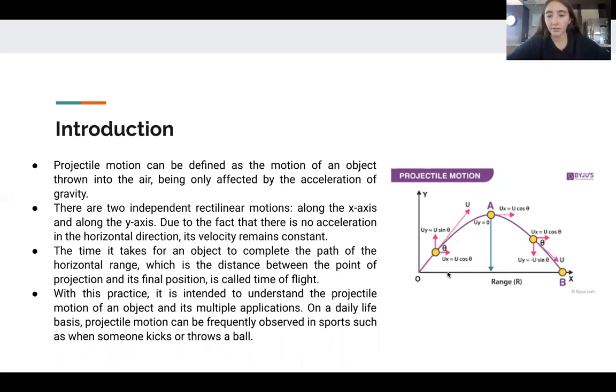As we can see in the image here, there is the x range and the y axis, which are the rectilinear motions that can be seen in projectile motion, and this is the range, and this whole path is the time of flight.